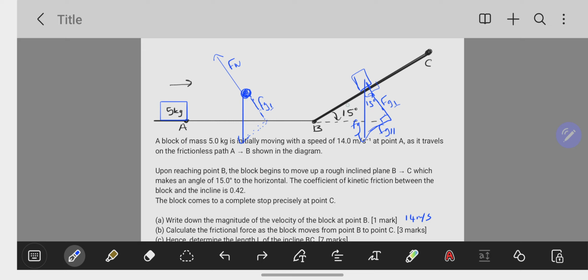So as it moves from point B to C, now we don't know where point C is. But let's say point C is the point at which the block actually comes to a stop. So we need to know how far the block must travel before it comes to a complete stop.